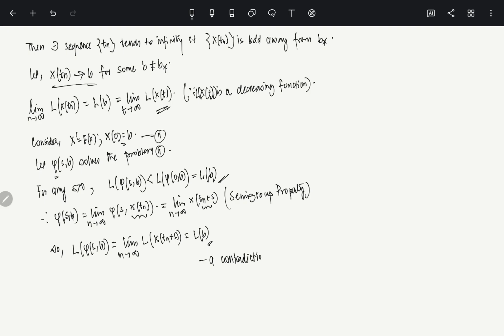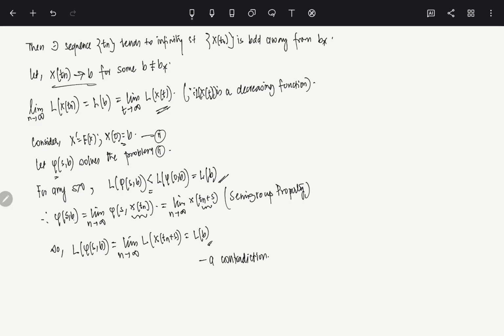What does that imply? It implies that it cannot stay away from B star, it has to converge to B star. Here this strict inequality is important. Okay, that's why we have used it.